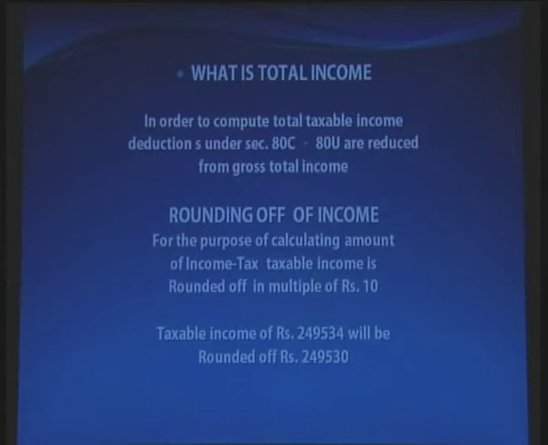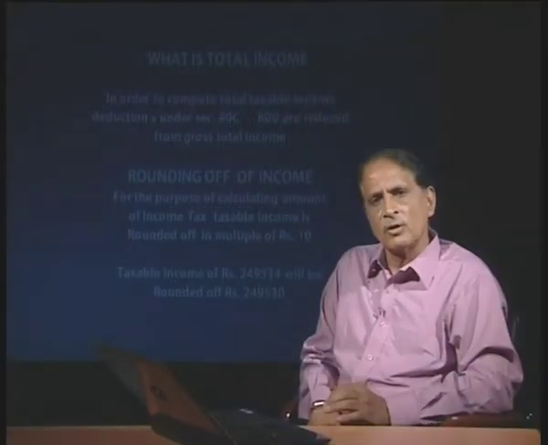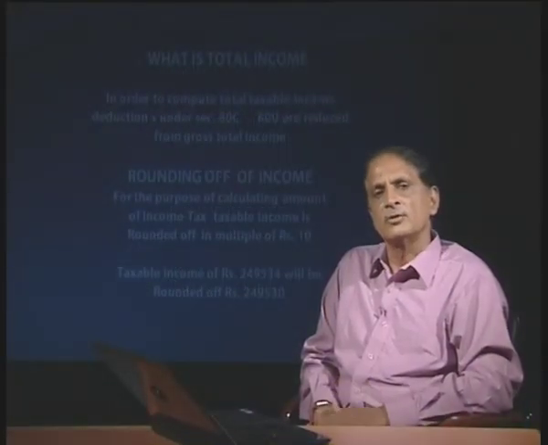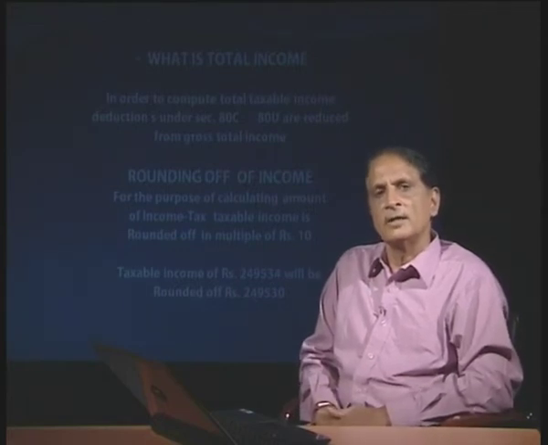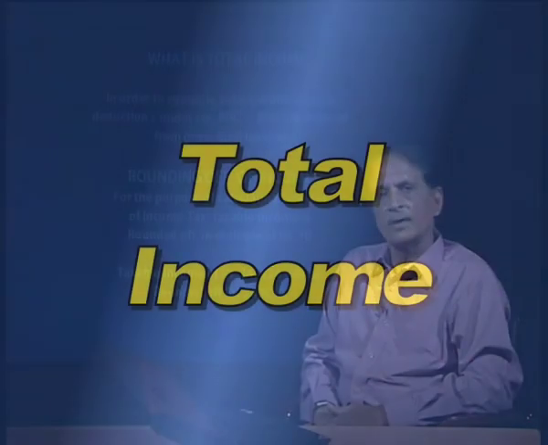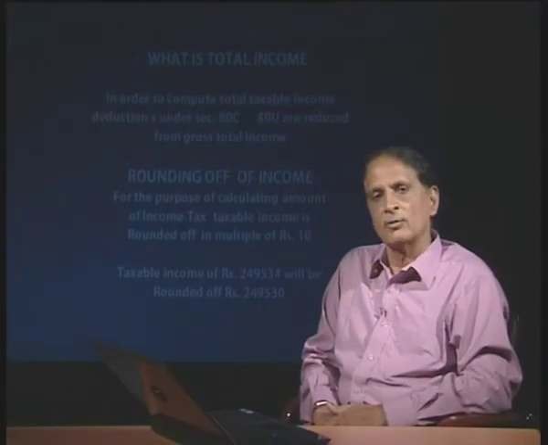2,49,540. I would like to also say that tax liability is also rounded off in multiples of rupees 10. Suppose tax liability comes to rupees 2015, then an assessee is required to pay the tax of rupees 2020. And if tax liability comes to rupees 2013, then he is required to pay the tax only of rupees 2010.